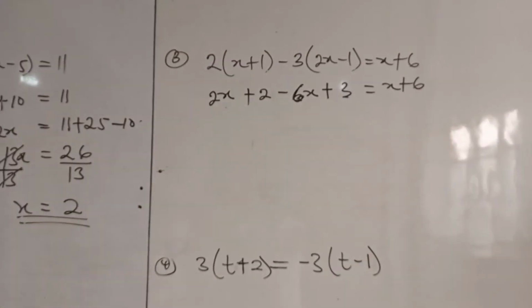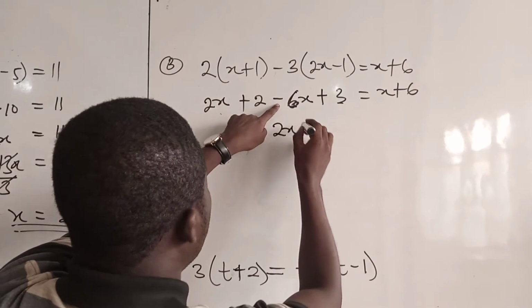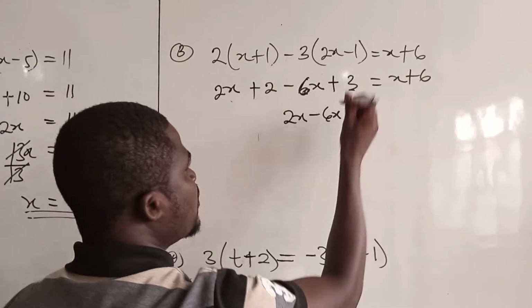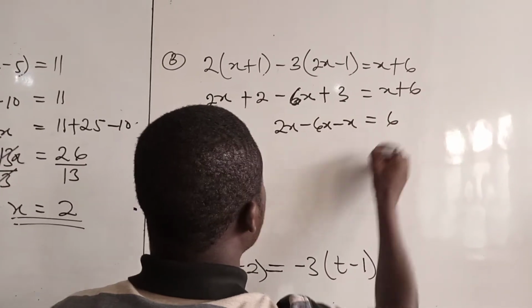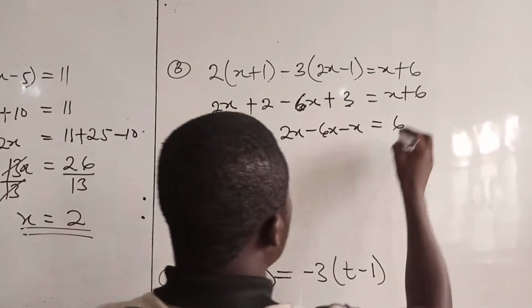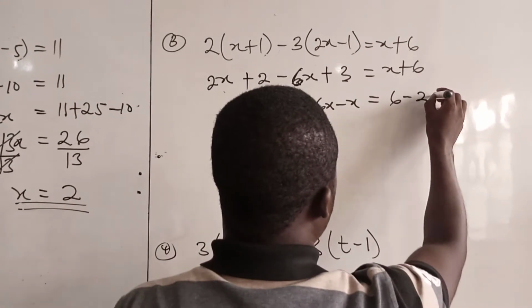We are going to group like terms. So we are going to have 2x minus 6x. This x is positive. When it's crossing, we are going to have negative x, equals 6. Now, 2 is crossing the equal sign, so we are going to have minus 2. 3 is also crossing the equal sign, so we are going to have minus 3.